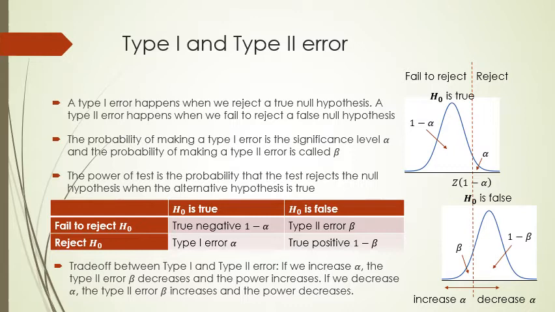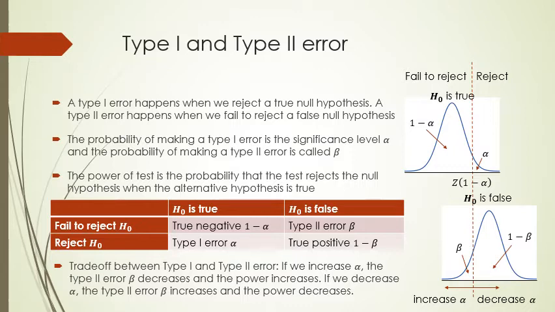When the null hypothesis is true, if we fail to reject the null, then it is true negative, and the chance is 1 minus alpha. If we reject the null, then it is a false positive as a type 1 error, and the chance is alpha. Here, positive is the test result, and false tells us the test result is false.